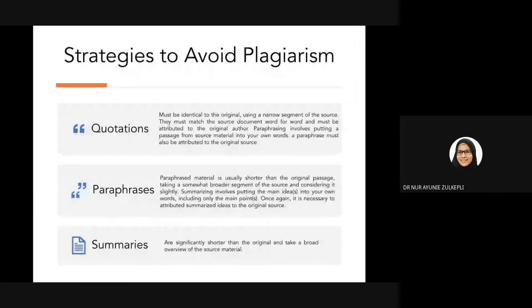Okay, there are strategies. The first one, you can do quotation, quoting other people sentence or idea, but make sure you acknowledge it or cite it. And you can also do the paraphrasing and also the summaries. So these two I already teach you last week about how to do the effective summarizing and also paraphrasing, right? So you should be able to practice it in your writing in order to avoid the plagiarism. Okay.